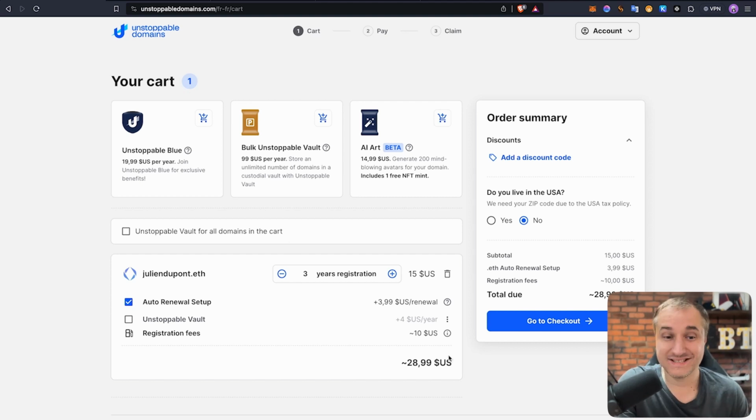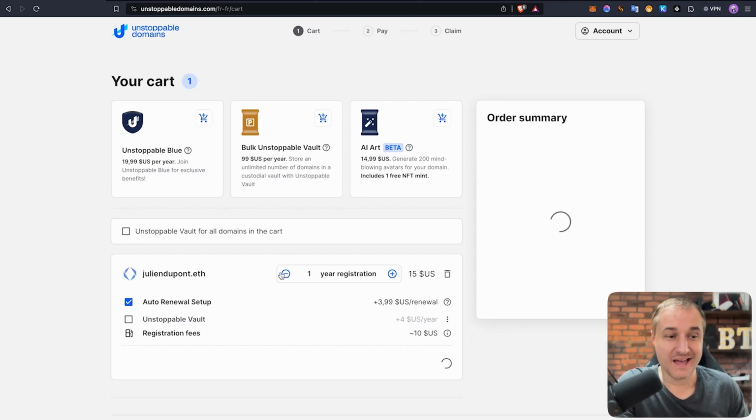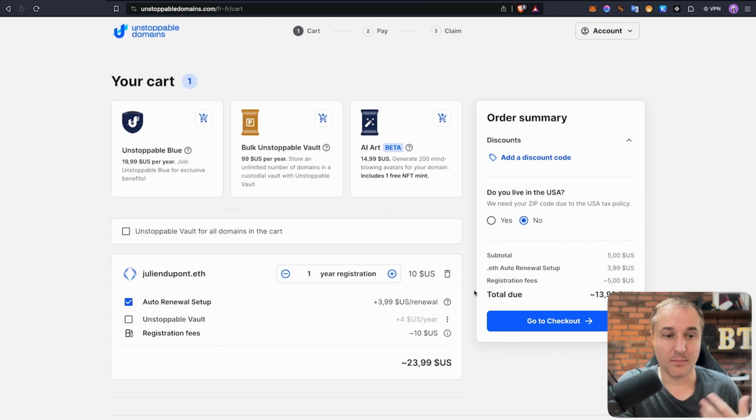I could go to checkout, I could pay by credit card, by PayPal, or directly by crypto. With payment on the Ether network, once I have purchased it, it will be directly linked to my wallet. It should be noted that the longer the domain name is in terms of characters, the less expensive it will be. And the lower the number of characters, the more expensive the domain name will be.